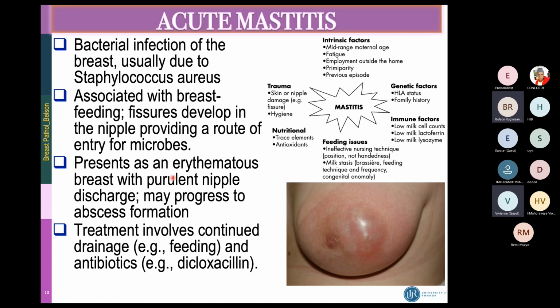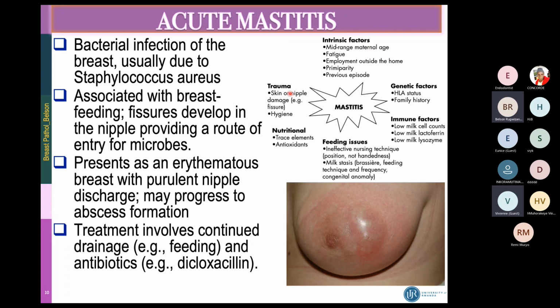But if you look at the temperature, usually in abscess they have a fever, unless they have taken drugs, antibiotics or anti-inflammatory drugs. Treatment involves continued drainage and antibiotics, such as dicloxacillin, of course, if it is not resistant nowadays.